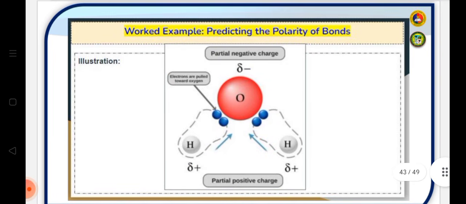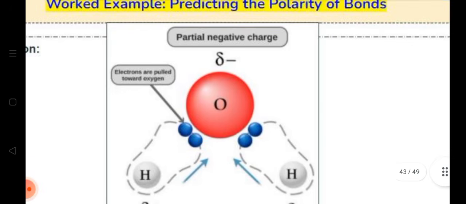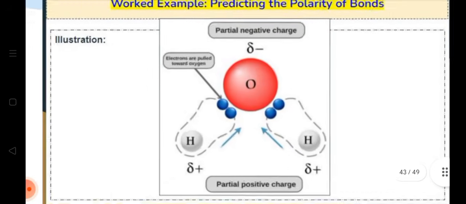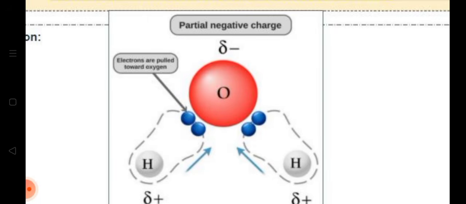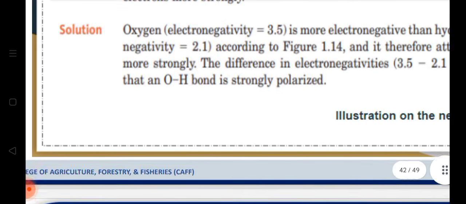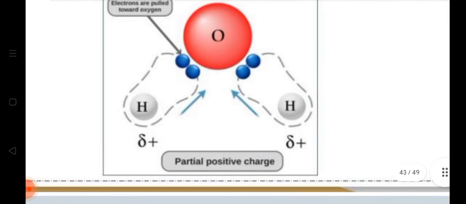So ingon ani, no, kung ato i-drawing ang partially positive and partially negative, diri sa oxygen, drawingan gyud na nato og partially negative, and diri sa atong mga hydrogen, drawingan gyud na nato og partial positive charge. Kay partial negative si oxygen, kay ang electronegativity is 3.5, diba? And then si hydrogen, ang electronegativity is just 2.1. So we will draw partially positive si hydrogen.